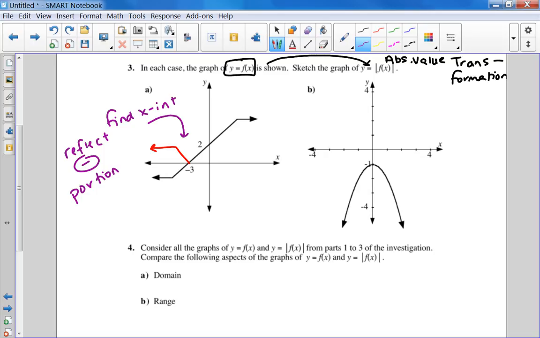So like let's look at part B here. Is there even an x-intercept?